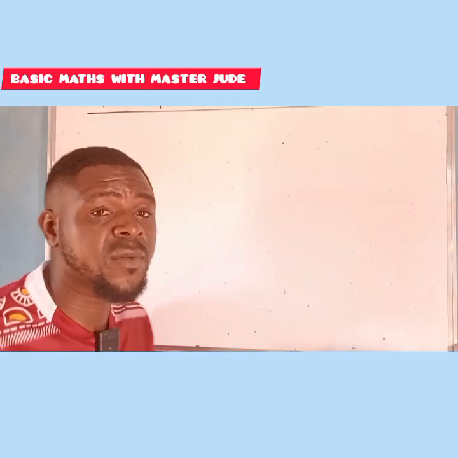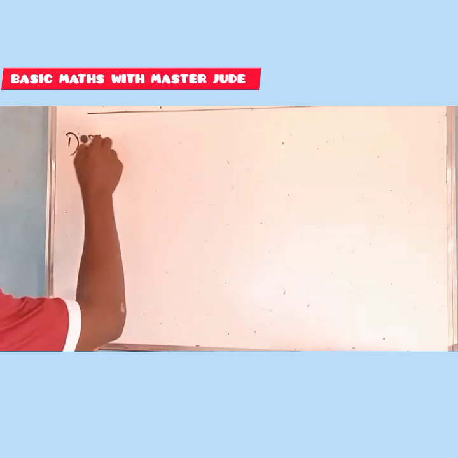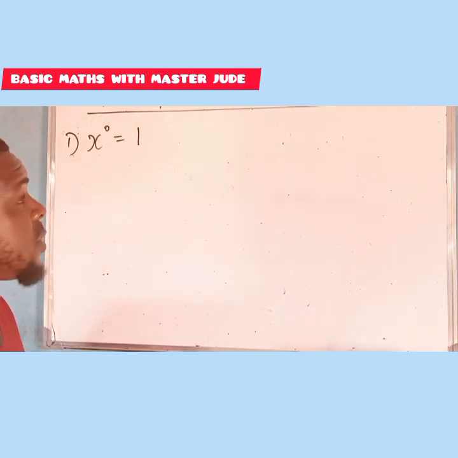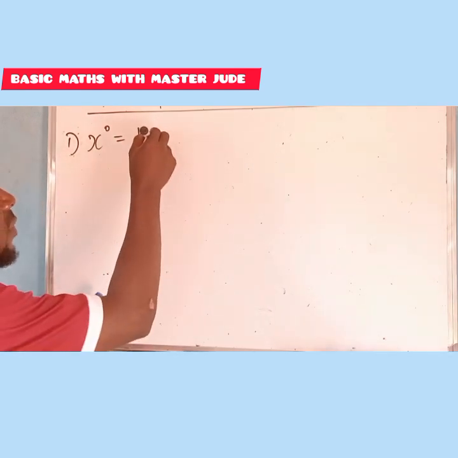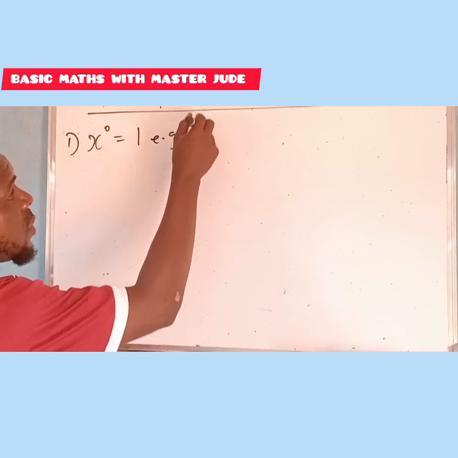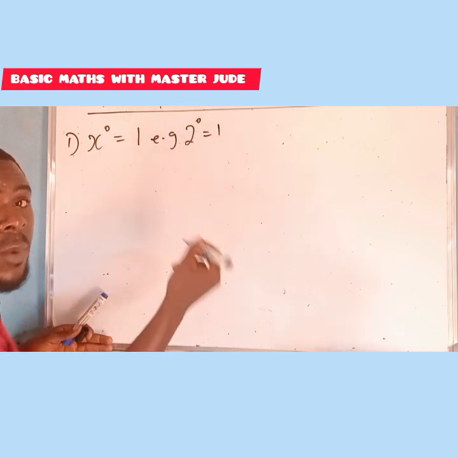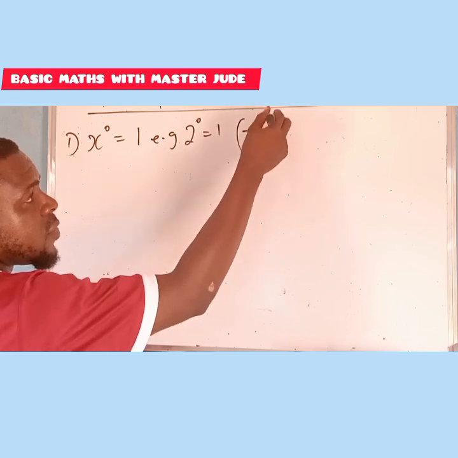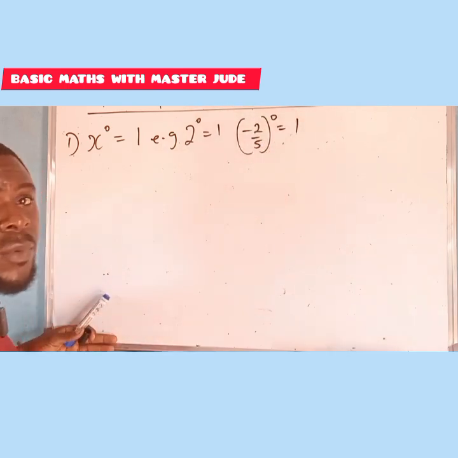Today let's learn the laws of indices with examples. Now the first law of indices says that x raised to power 0 is equal to 1. So any number raised to the power of 0 is equal to 1. For example, if you have 2 raised to power 0, this is equal to 1. So if you have minus 2 over 5 raised to the power 0, this is equal to 1.